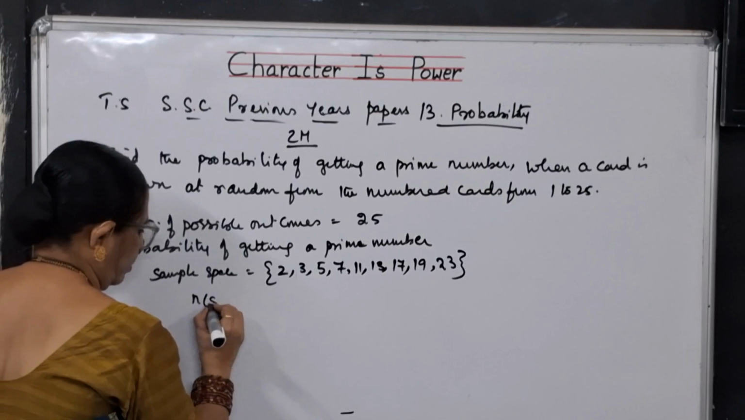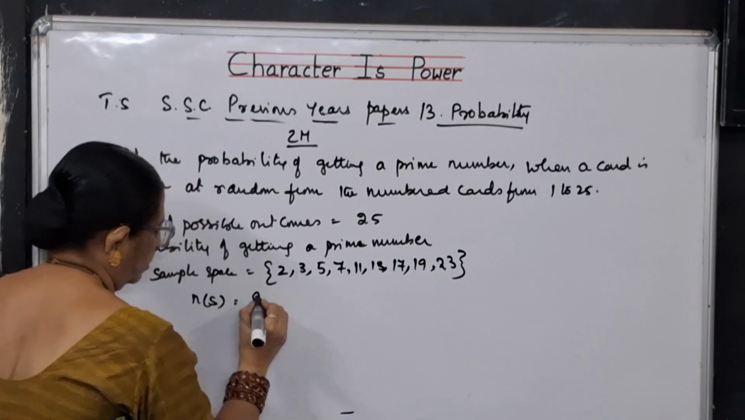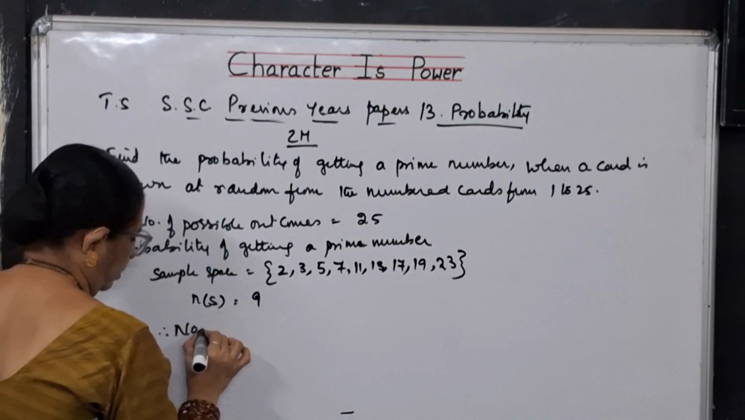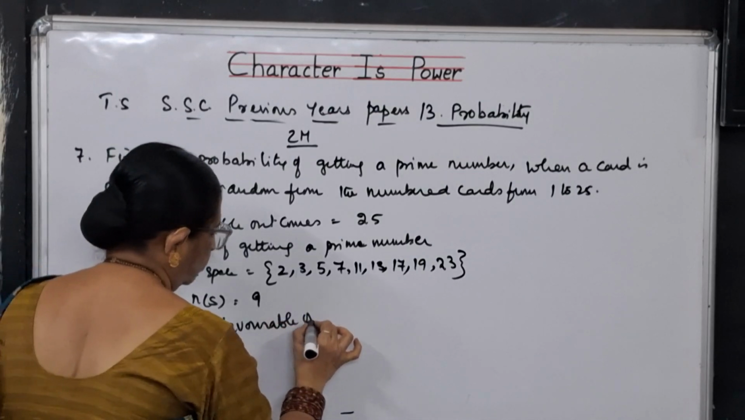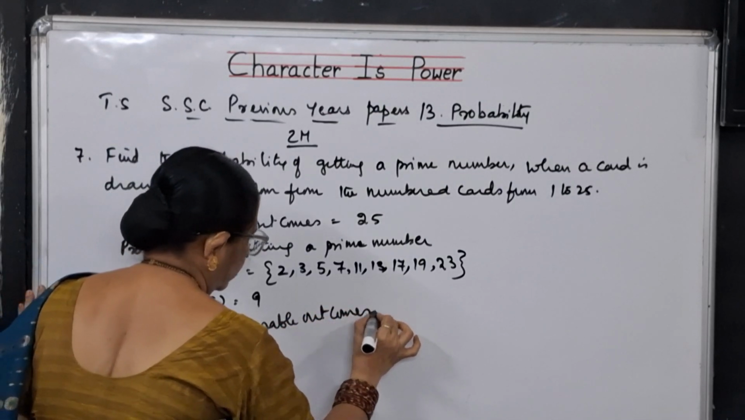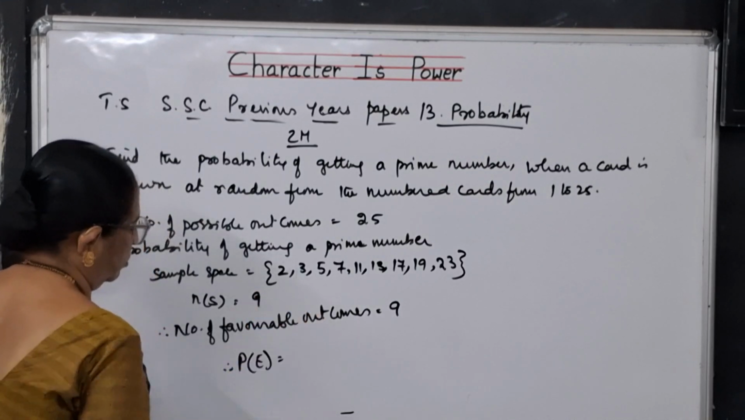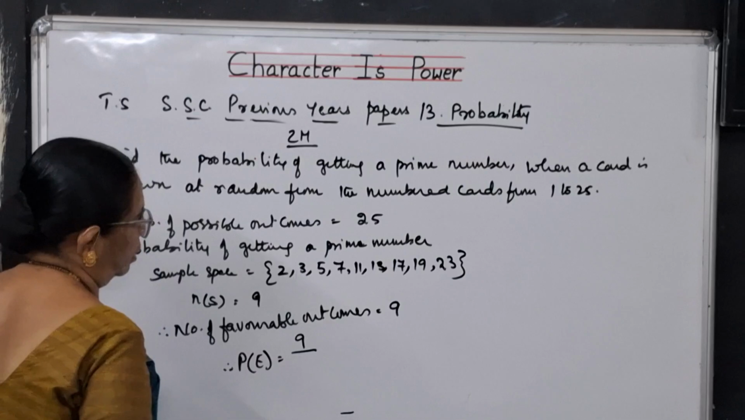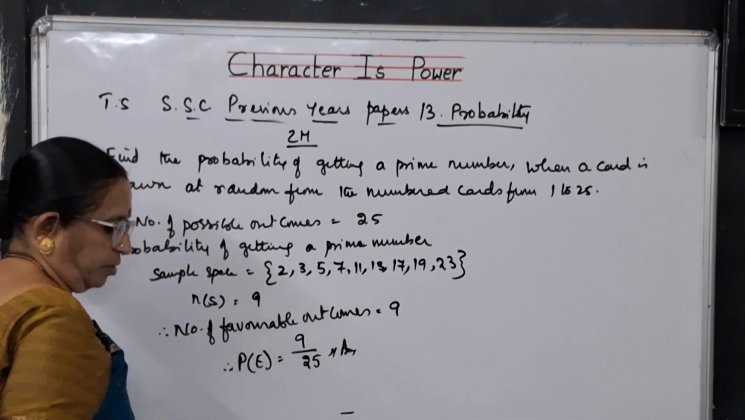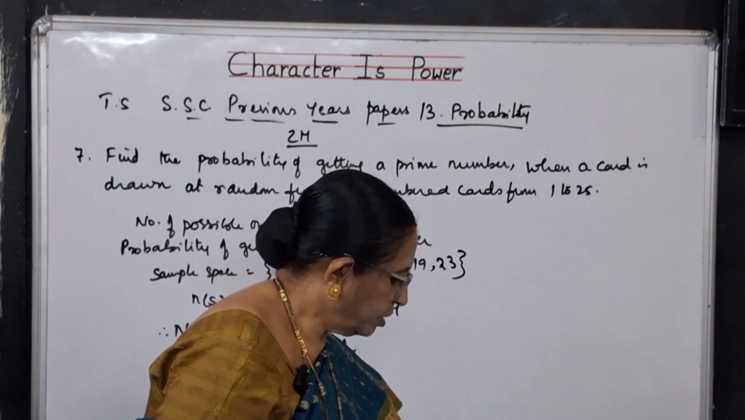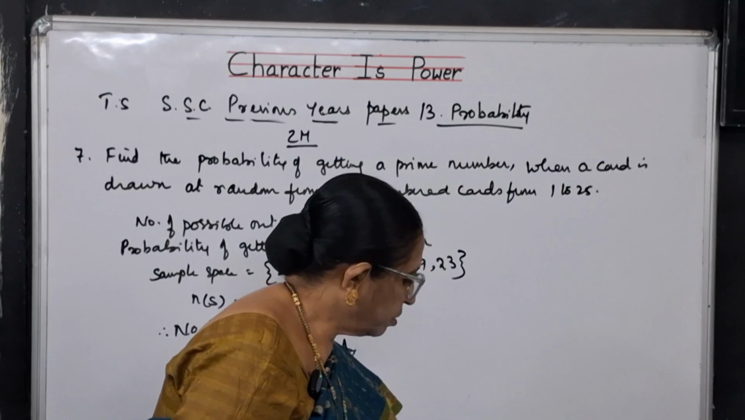So what is n of S? 1, 2, 3, 4, 5, 6, 7, 8, 9. So the number of favorable outcomes, how many? 9. Therefore, P of E is nothing but favorable outcomes by possible outcomes. So you cannot simplify it, children. It itself is the answer. Please copy it.